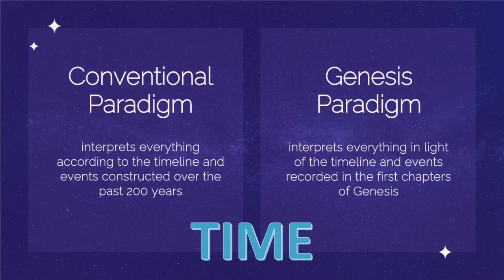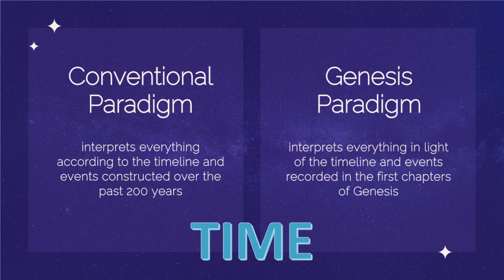In our present time, there are two governing paradigms, or what we call interpretive frameworks, that are used to interpret the world around us. The first one is the conventional paradigm. And the second one is the historical Genesis paradigm. Each has a different view of how long the Earth has been here, including the origin of the rocks, animals, and stars. Each sees the same data, but interprets it according to different historical assumptions.